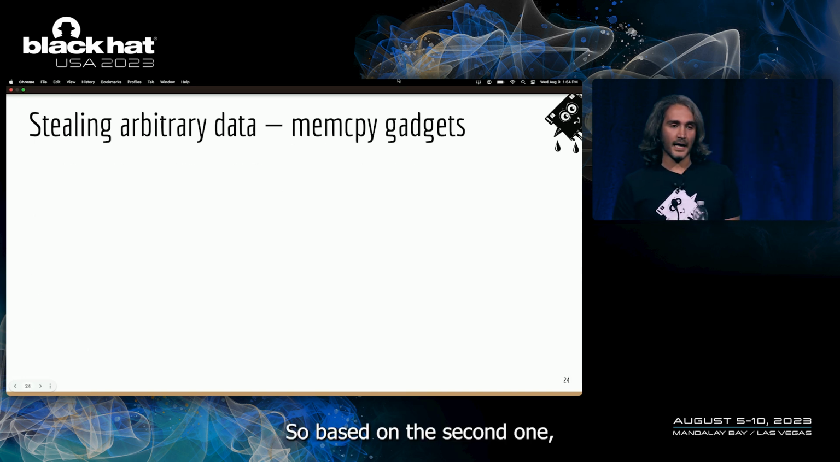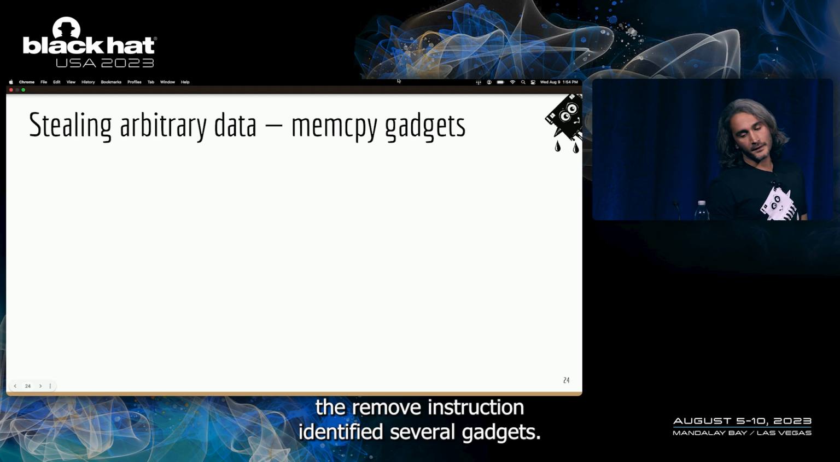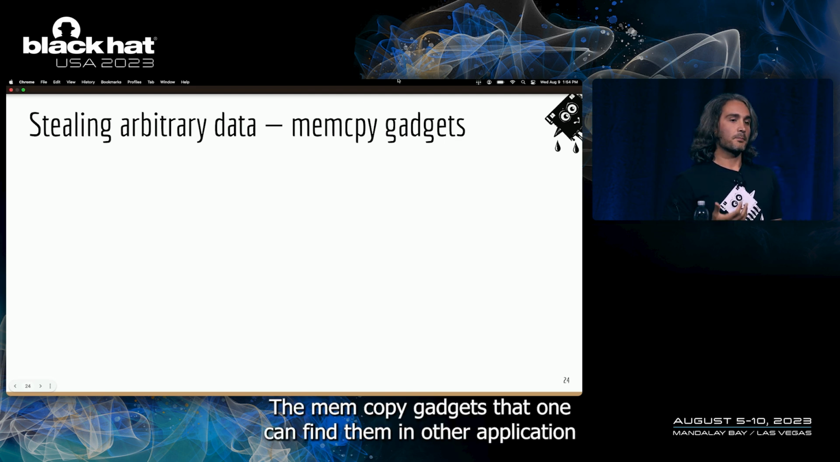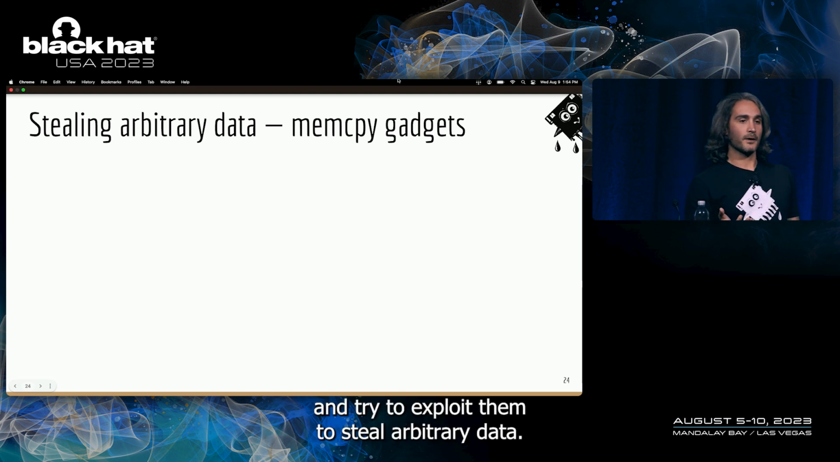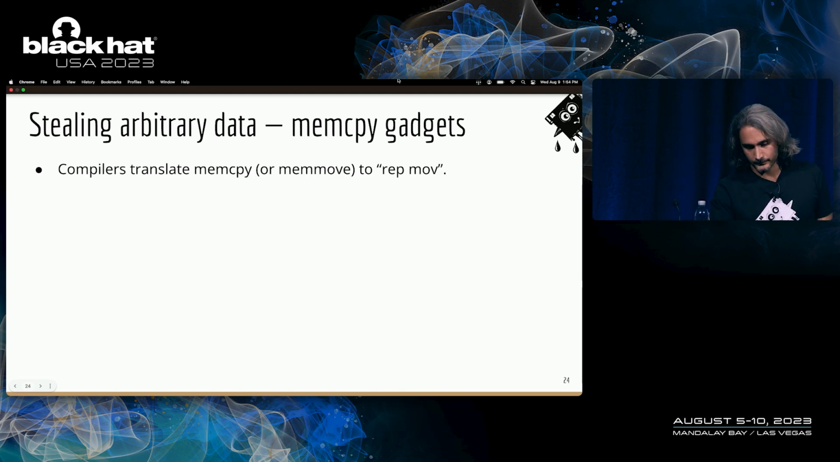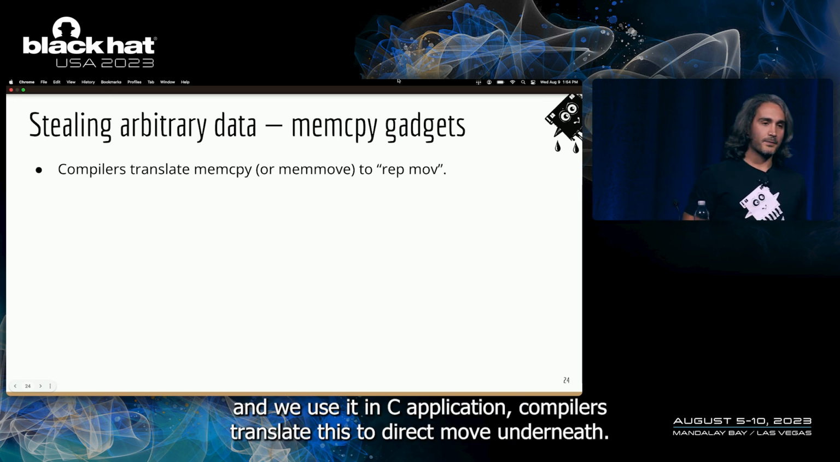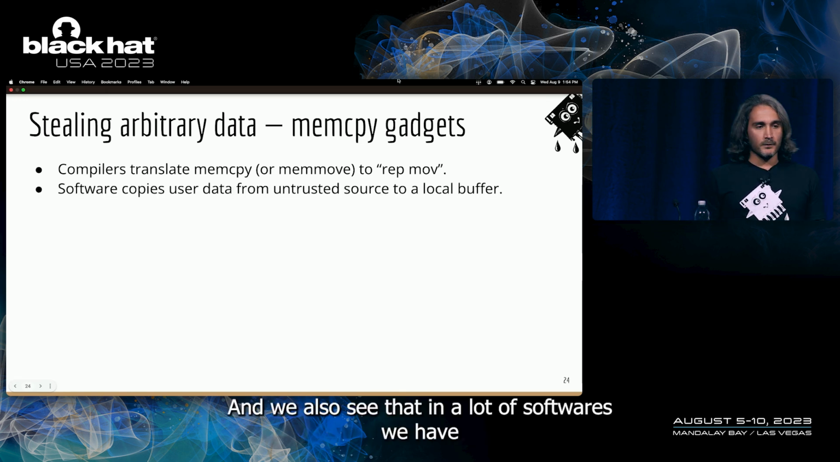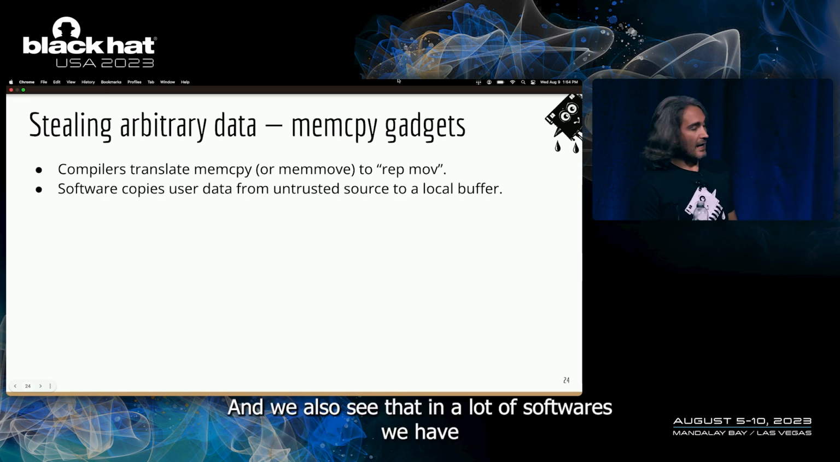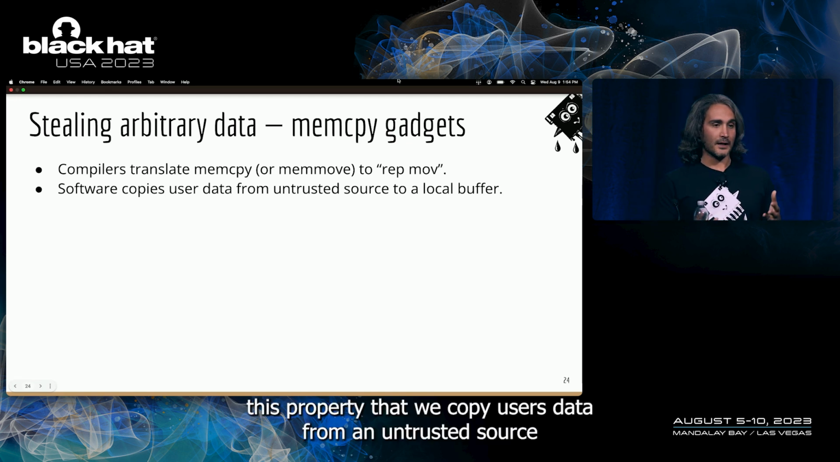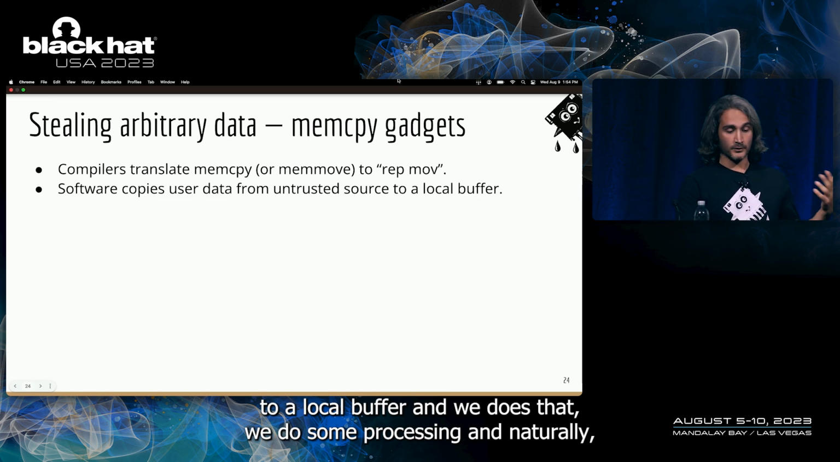So based on the second one, the rep move instruction, I identified several gadgets, the memcopy gadgets, that one can find in other applications and try to exploit to steal arbitrary data. The idea is that when we write this memcopy or memmove function and use it in a C application, compilers translate this to the rep move underneath. And we also see that in a lot of software, we copy users' data from an untrusted source to a local buffer, and we do some processing.